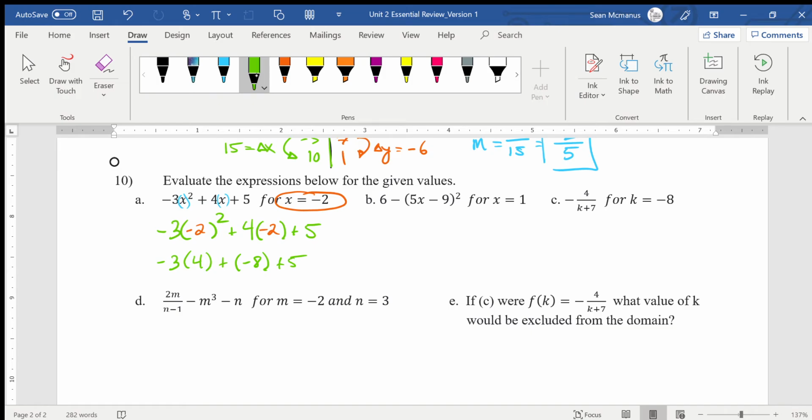So negative 3 times 4 is negative 12. Plus a negative 8 is minus 8, plus 5. So negative 12 minus 8 is negative 20. Double checking my work here. Yep. So negative 12 minus 8 is negative 20, plus 5 is negative 15.